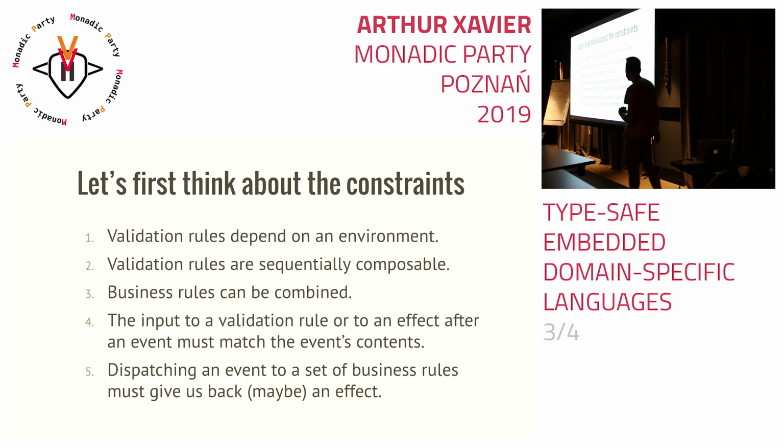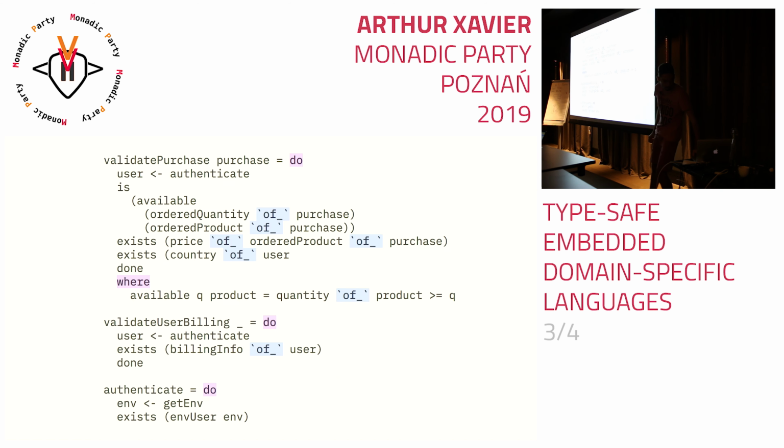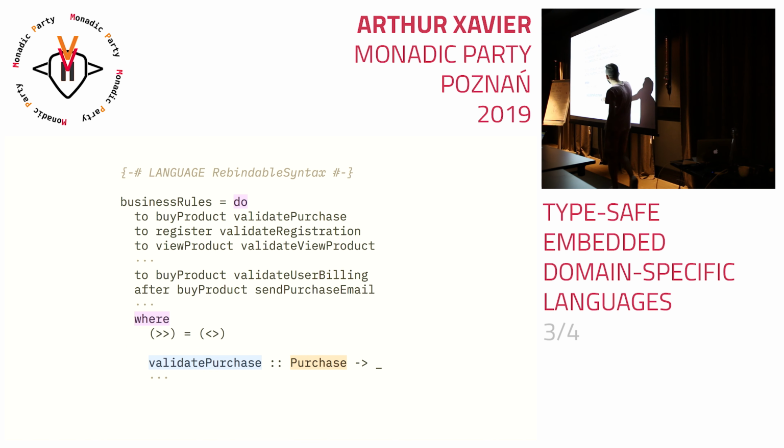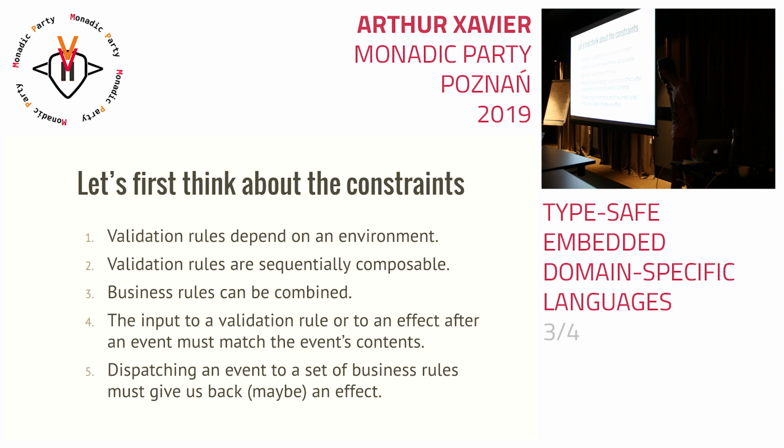And the input to a validation rule or to an effect after an event must match the event's contents. This can be seen here, right? In order to buy a product, we must first validate the purchase. And this thing takes a purchase. So it must in some way match whatever we put inside this buy product event. And dispatching an event to a set of business rules must give us back maybe an effect. That is the final constraint we need in order to see this thing in action. We can't see it currently, but we'll be able to see that.